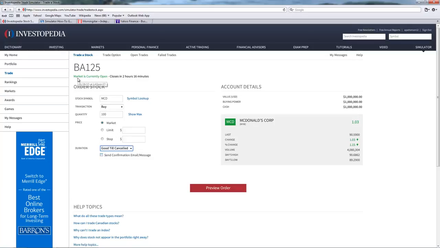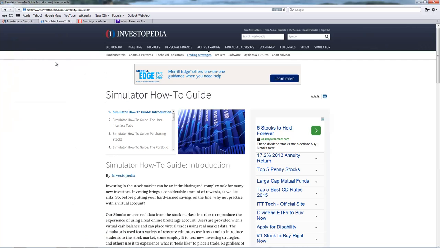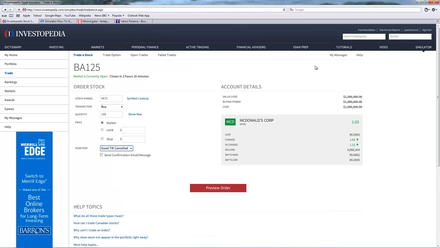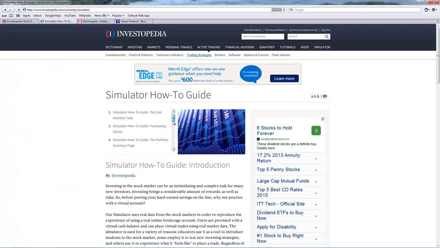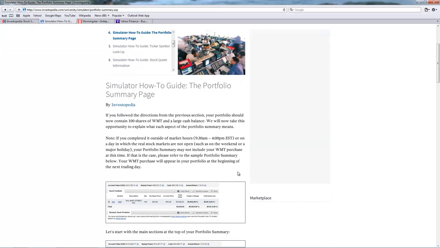Now the stock market is based on real life, which is on the East Coast. And you can actually find the hours in the simulator how-to guide. There's a link here, investopedia.com/university/simulator. There should also be a link on this page in the help section as well. And in the simulator how-to guide, the hours of the stock market are here.